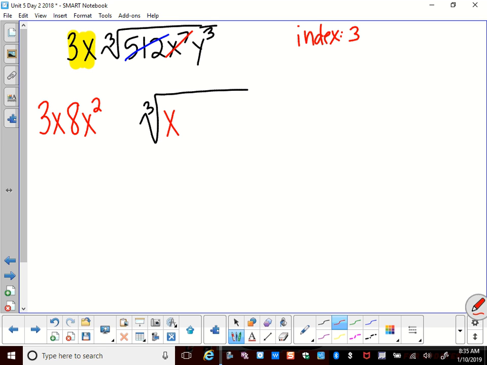Then I have y cubed. I need a group of 3. How many groups do I have? Just 1 group. You can write your 1 if you want, but you don't need to.